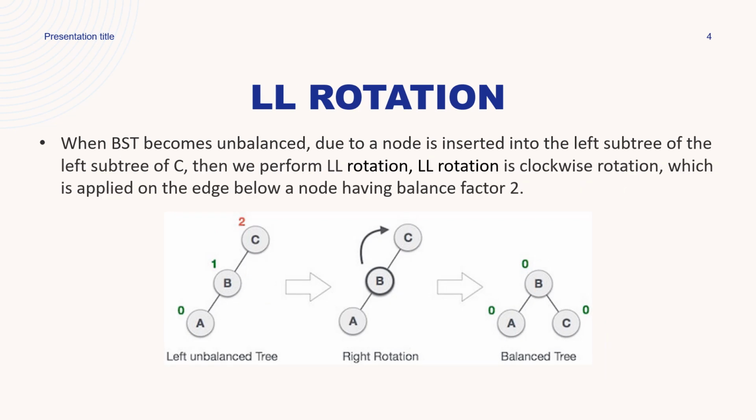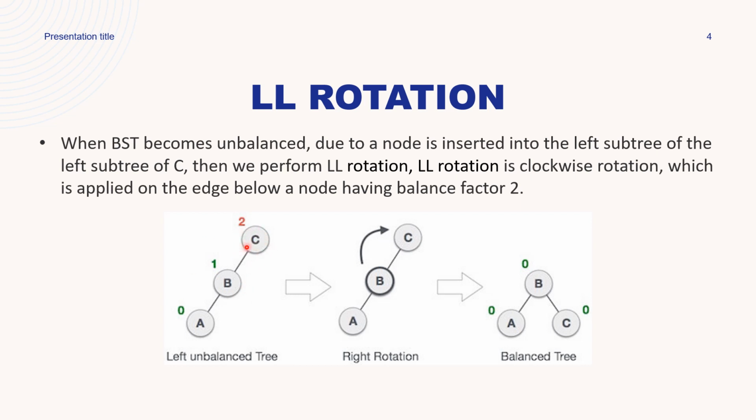Now the LL rotation. The LL rotation is completely opposite to the RR rotation, meaning in an LL rotation we need to perform a clockwise rotation. We can take the example of a left unbalanced tree. This is the left unbalanced tree. Here the balance factor for the root node is 2.